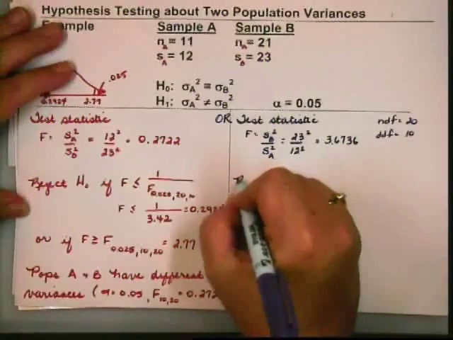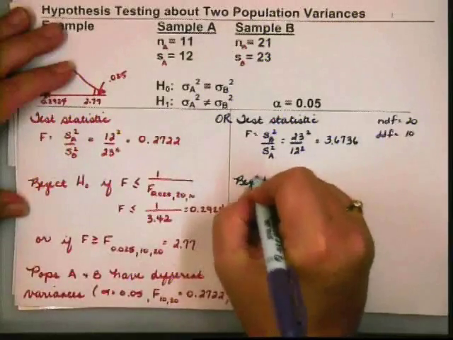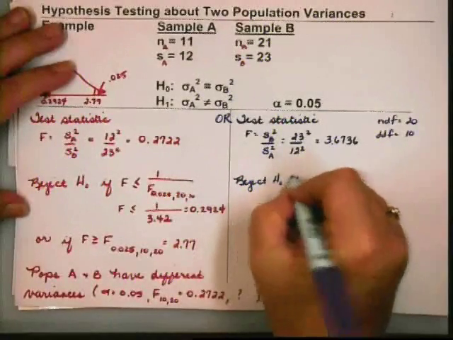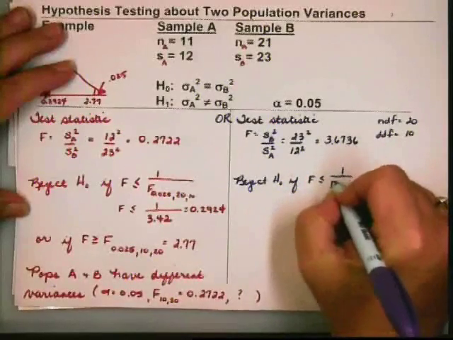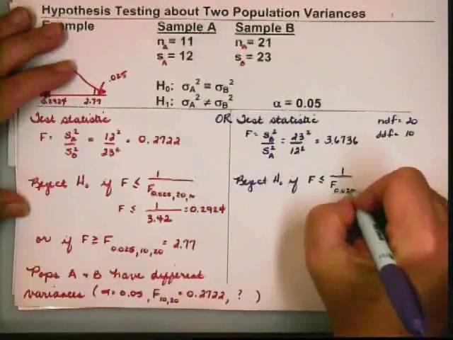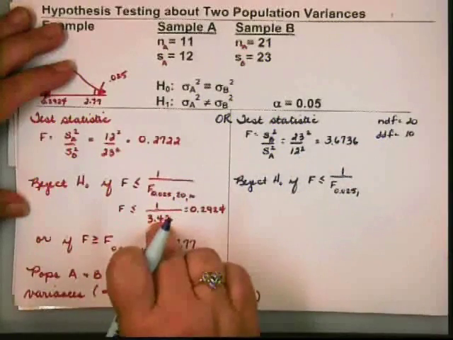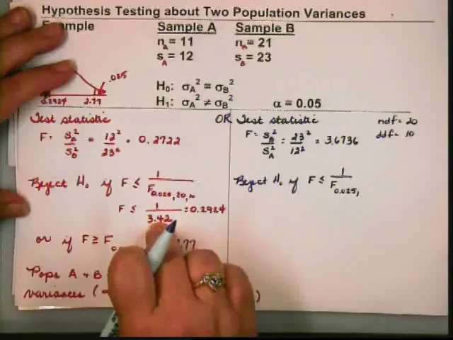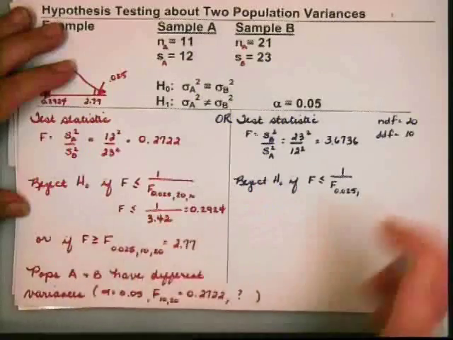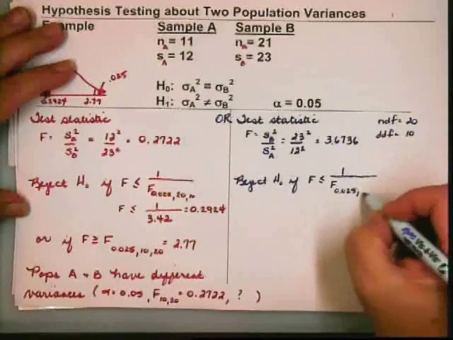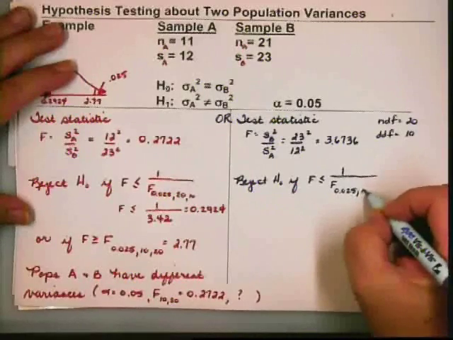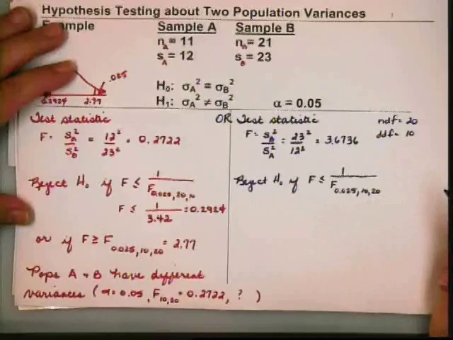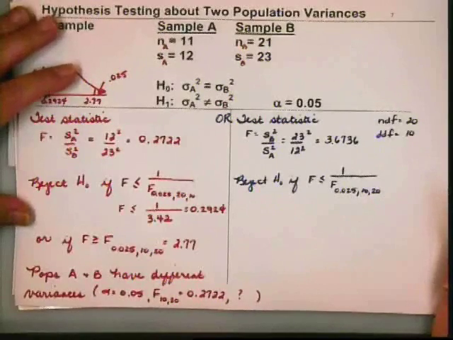All right, so we reject the null hypothesis if F is smaller than what? 1 over an F determined by 0.025. Now, it's not going to be the same values over here because the numerator degrees of freedom and the denominator degrees of freedom are switched. So it can't be this one. It's going to be determined by an F with right-hand area 0.025, 10 numerator, 20 denominator degrees of freedom, that reciprocal.